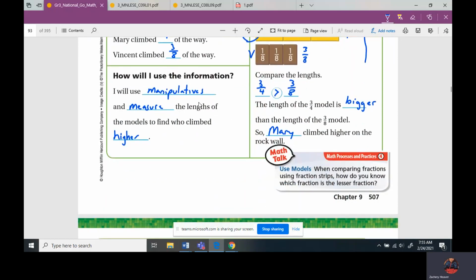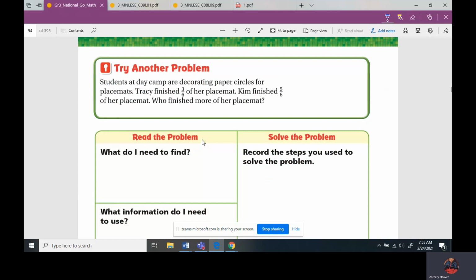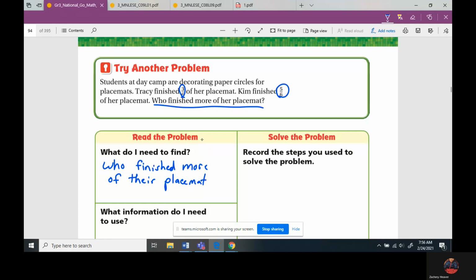All right. Next page. Students at a day camp are decorating circles for placemats. Tracy finished 3/6 of her placemat. Kim finished 5/6 of her placemat. Who finished more of the placemat? What do we need to find? Who finished more of their placemat? It's this last sentence right here.